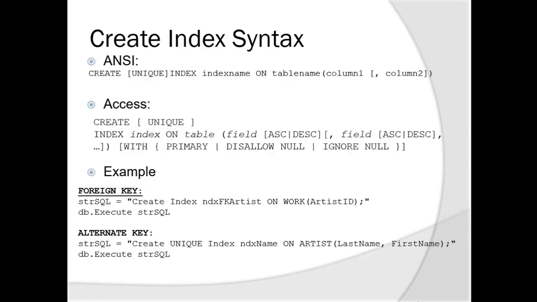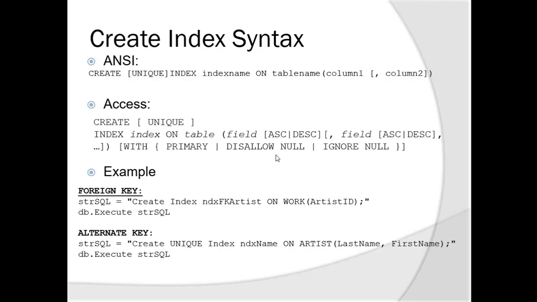So here is the ANSI syntax for creating an index. Create optionally unique, if that field's going to be unique, alternate keys, recall. Create unique index, you make an index name up. On, the name of the table, and one or more columns that you plan on indexing. Think of an index as the index in the back of a book. It helps you find things faster.